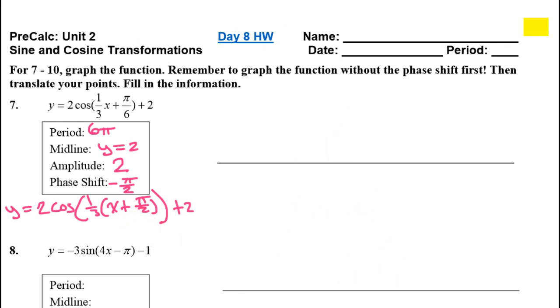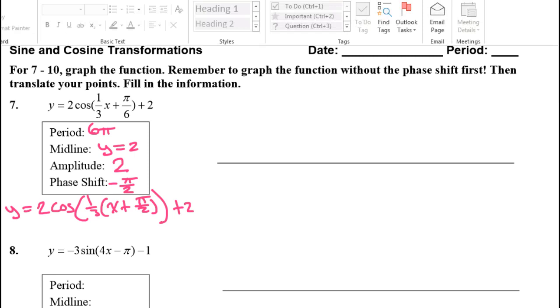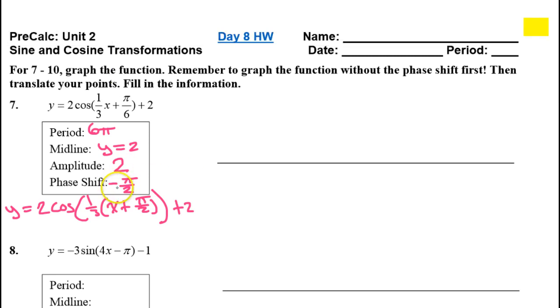Now the phase shift is arguably the most important part because your first mark needs to go at the phase shift. So I'm going to put my first mark at negative pi over 2. And then I'm going to go ahead and just put 4 additional marks. 1, 2, 3, 4. Because I made 4 spaces, each space represents a quarter of the period. So let's calculate what that is. I'm using QP for a quarter period. Since the period is 6 pi, the quarter period will be 6 pi divided by 4, which reduces down to 3 pi over 2.